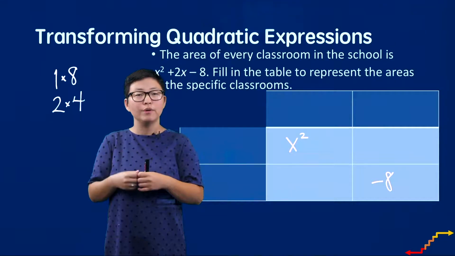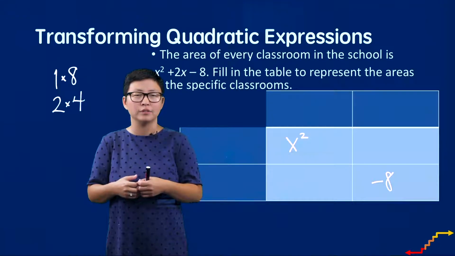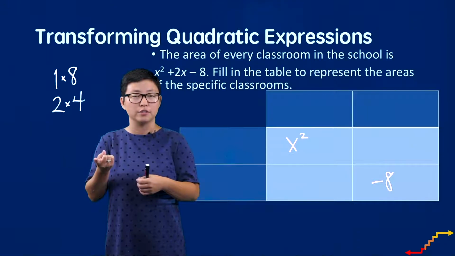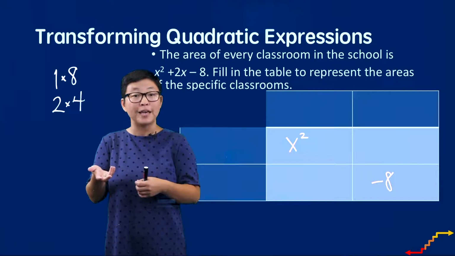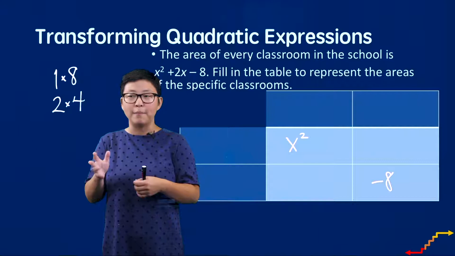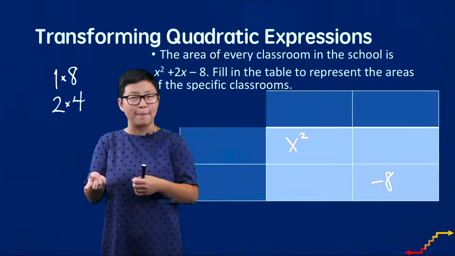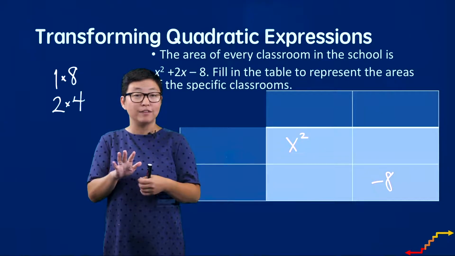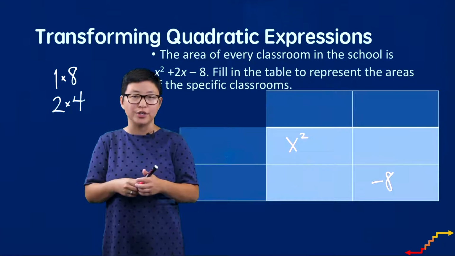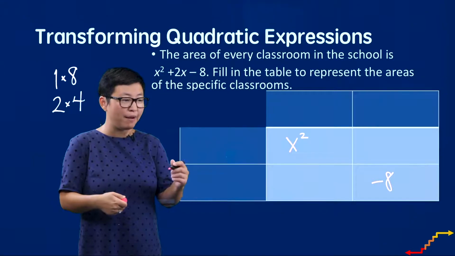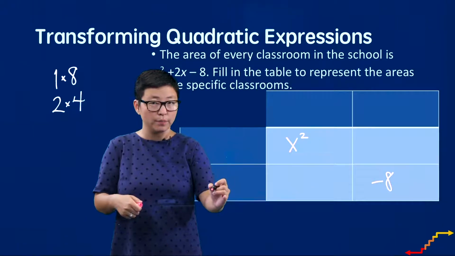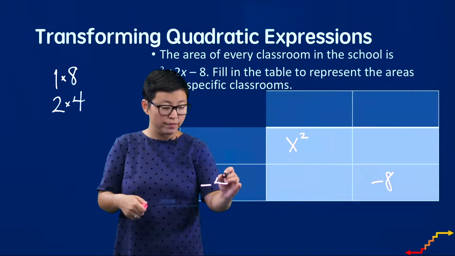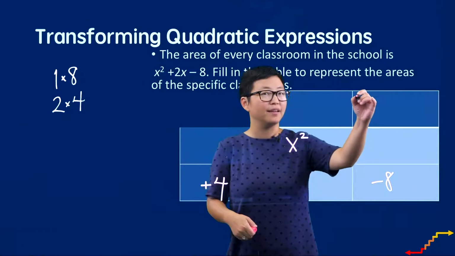I then look at 2 and 4 and ask myself the same question. Is there a way for those 2 factors to sum to positive 2? And there is. And so that's where I'm going to have to think about, how is that possible? Well, you can either think of it as 4 plus a negative 2, or 4 minus 2. So I've established now my factors. One is going to be positive 4, and one's going to be negative 2.